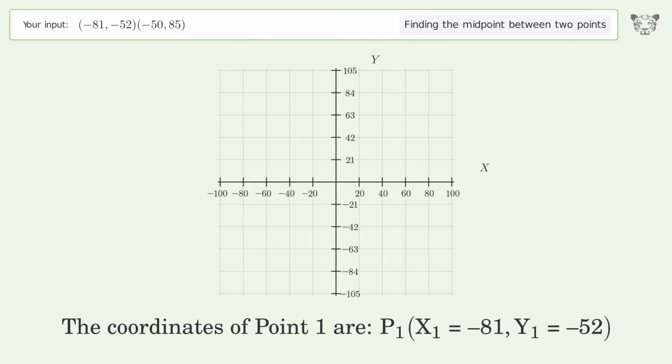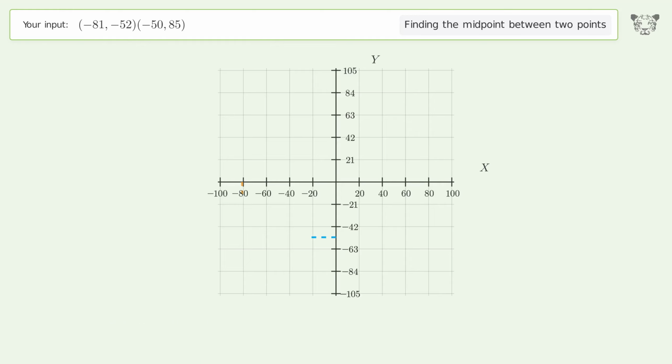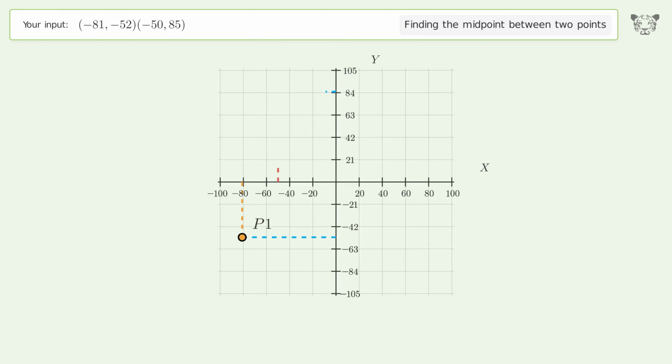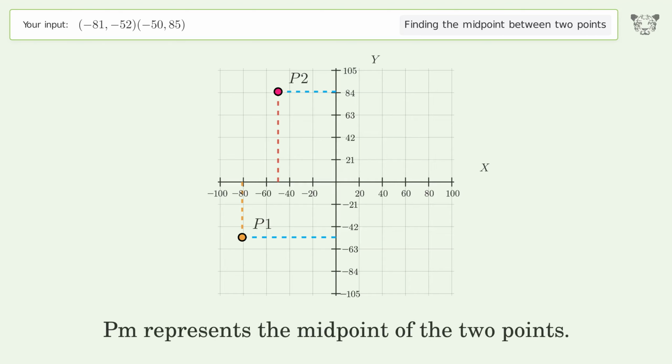The coordinates of point 1 are x1 equals -81, y1 equals -52. The coordinates of point 2 are x2 equals -50, y2 equals 85. PM represents the midpoint of the 2 points.